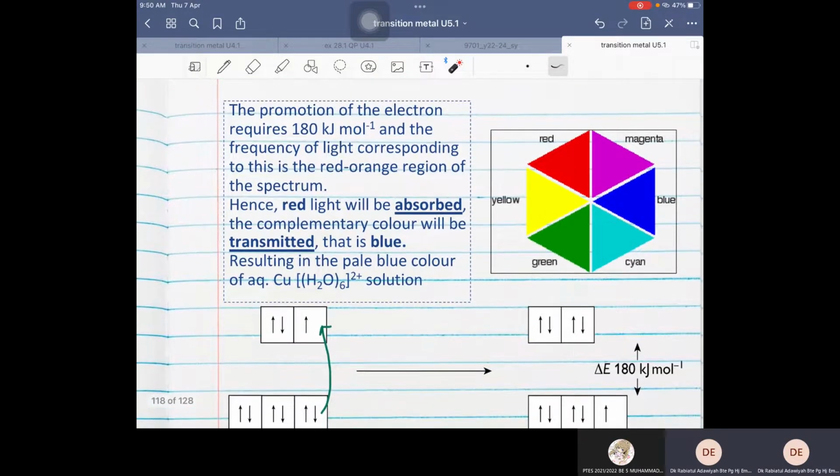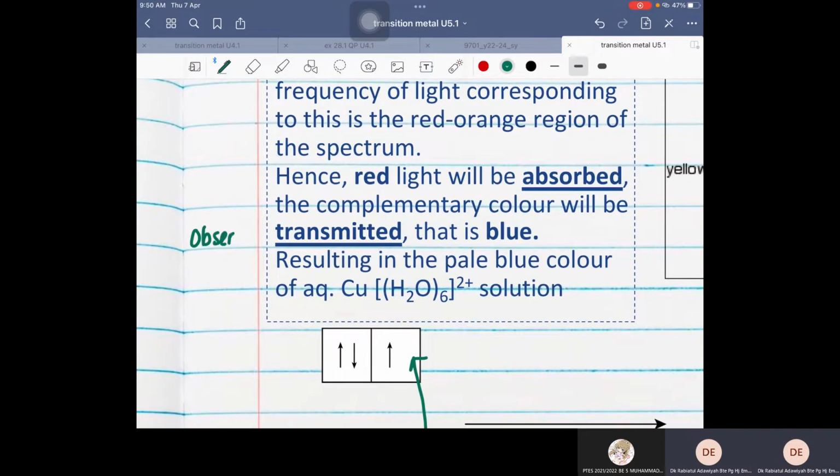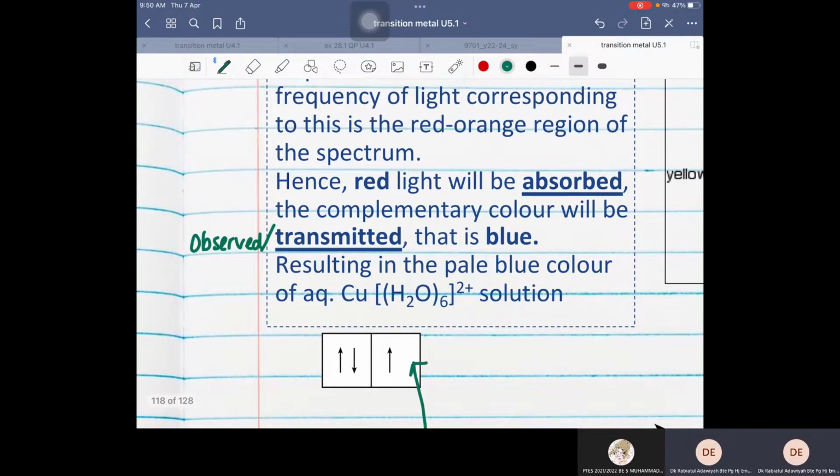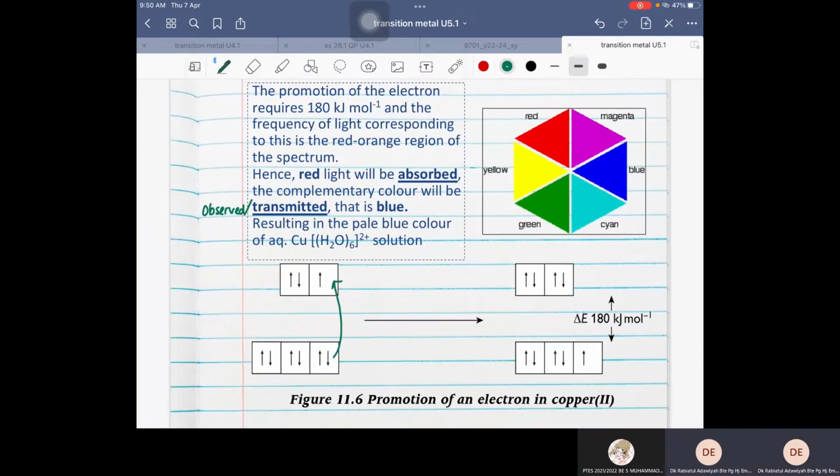Okay, so let's just read this again. The red light will be absorbed, but the complementary color will be transmitted. Sometimes they use the word observed because that's the color that we see. Okay, don't confuse observed and absorbed. Absorbed means taken in. Observed means we see the color. So that's how copper 2+ shows a pale blue solution, because it absorbs the energy of a red light or the frequency of a red light.